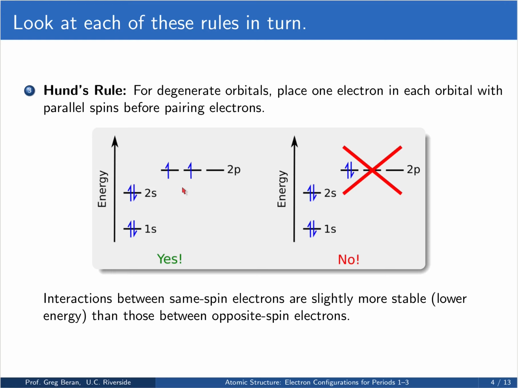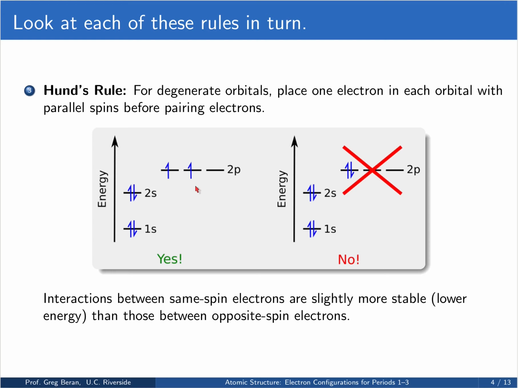So I have many different ways I could imagine arranging these two electrons in the 2p orbitals, and Hund's rule says I should spread them out, one electron per orbital, before I start pairing any of them, and I should put them in the orbitals with parallel spins. The reason for this is that the interactions between same spin electrons turn out to be slightly more favorable than those between opposite spin ones, at least when they're in different orbitals.